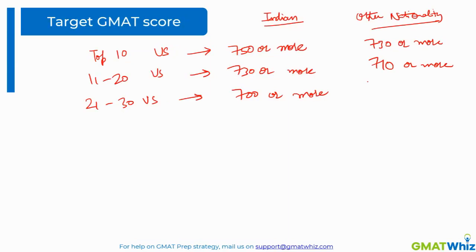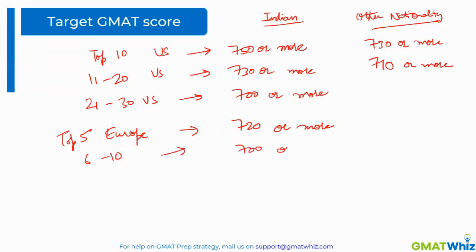So this is for US. If you're looking at European schools, generally they're not super crazy for GMAT scores. They will focus a lot more on a profile. So rule of thumb, for top 5 European schools, I would say 720 or more is sufficient. Between 6 to 10, even 700 or more is sufficient for European schools. Generally, I'm talking about the general use case.